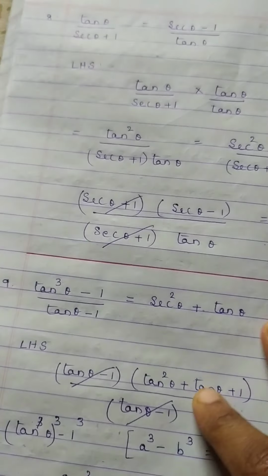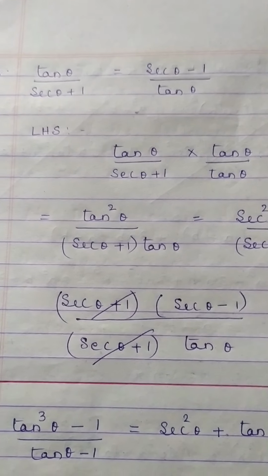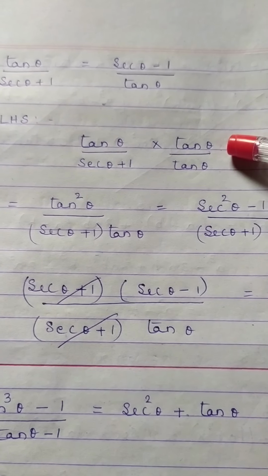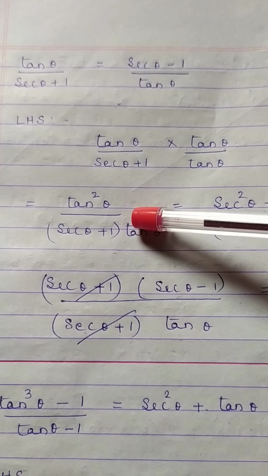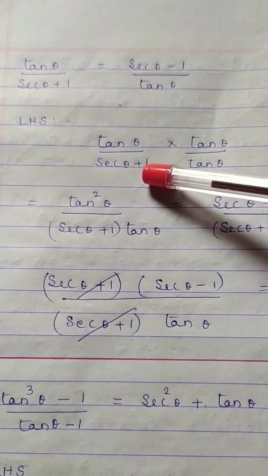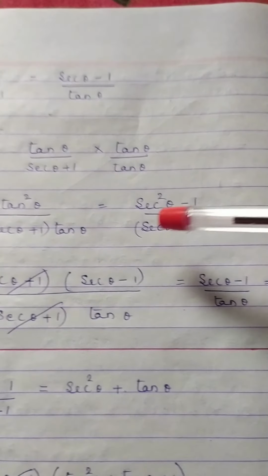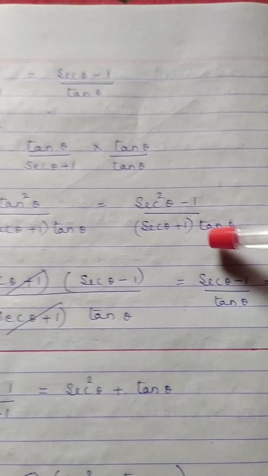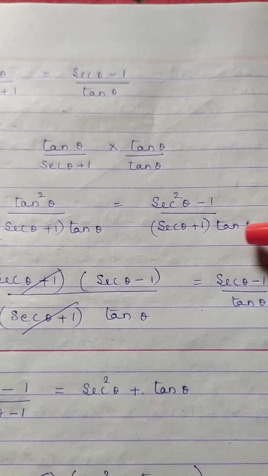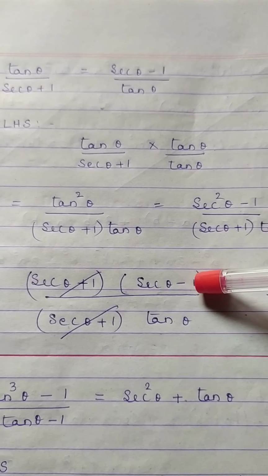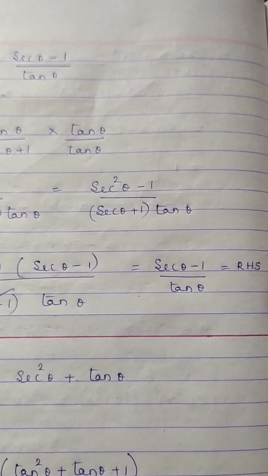Next we go to the next question, number 8. Tan theta upon secant theta plus 1. Now multiply and divide with tan theta. Tan into tan is tan square theta upon secant theta plus 1 into tan theta. Now tan square theta can be written as secant square theta minus 1 upon secant theta plus 1 into tan theta. A square minus B square opens up as A plus B into A minus B. These both get cancelled. This is your answer, which is the RHS.